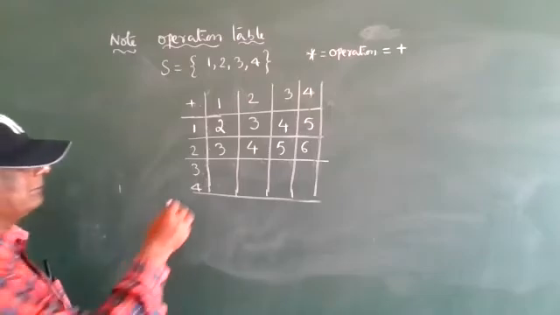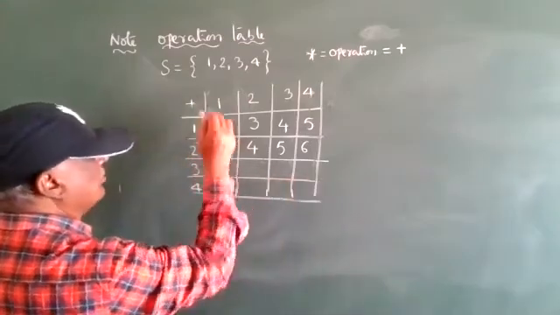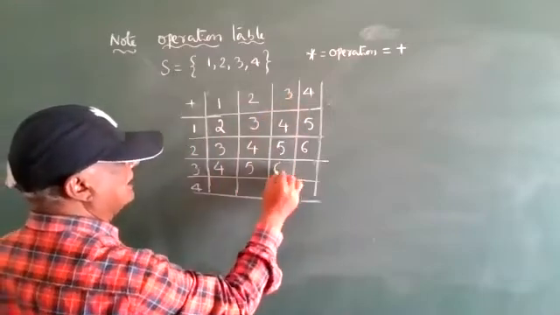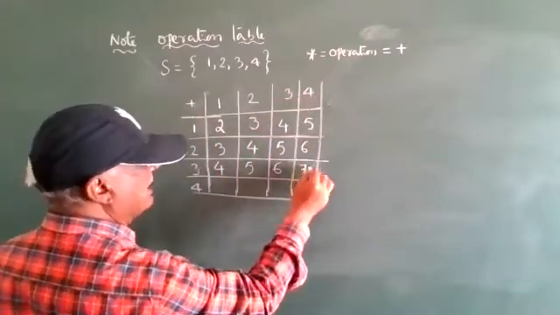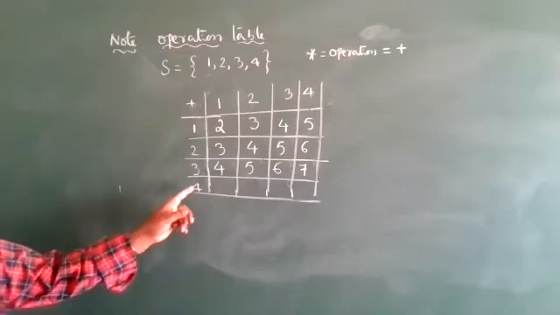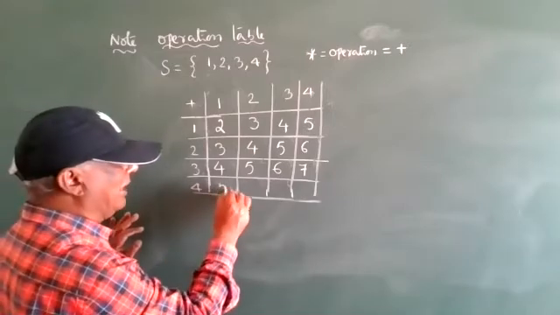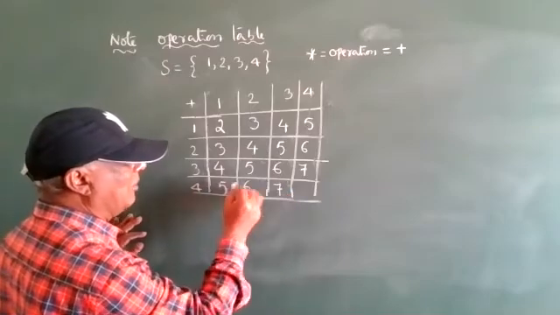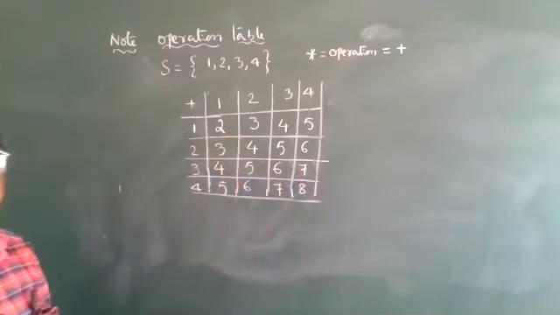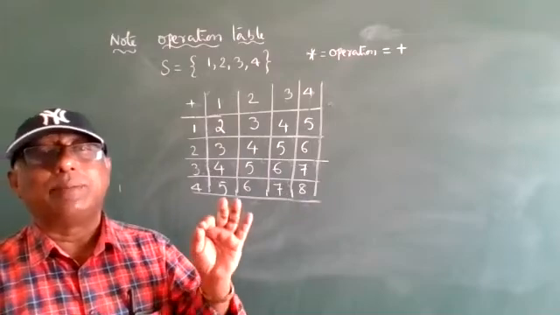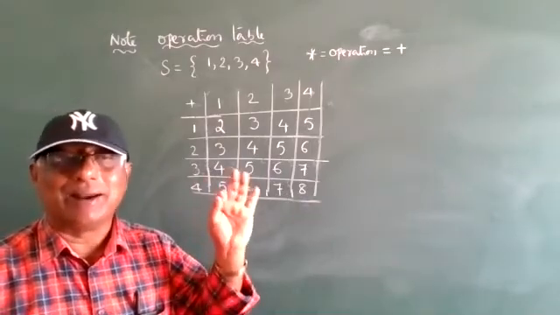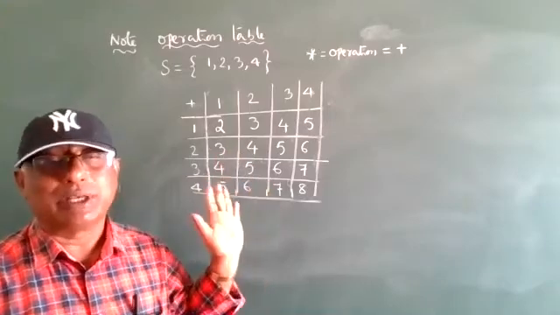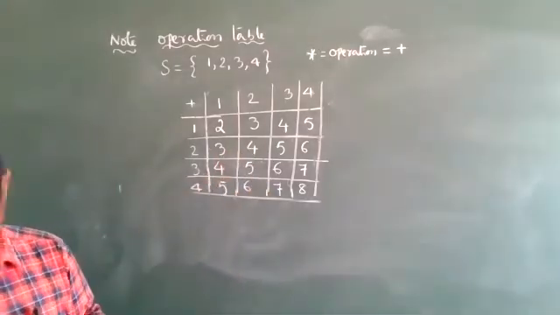Right, start with 3: 3 plus 1 is 4, 3 plus 2 is 5, 3 plus 3 is 6, 3 plus 4 is 7. Next, start with 4: 4 plus 1 is 5, 4 plus 2 is 6, 4 plus 3 is 7, 4 plus 4 is 8. Okay? This is called the operation table or consolidated table. Okay? This point is also completed.